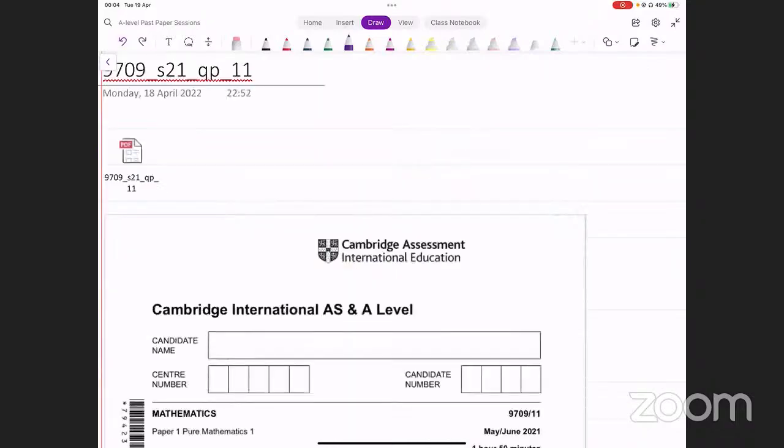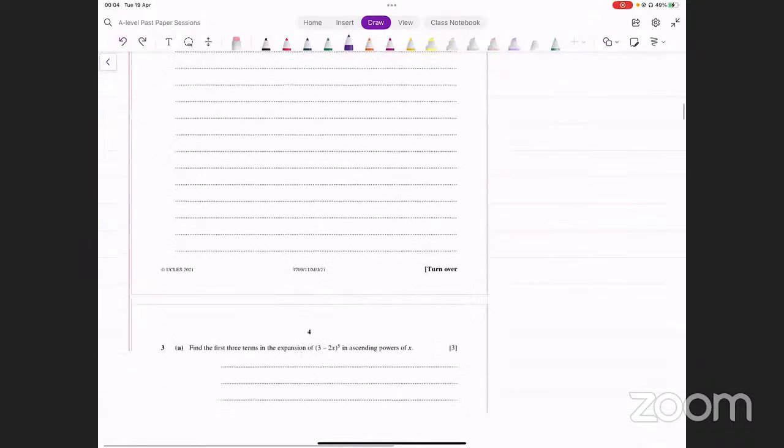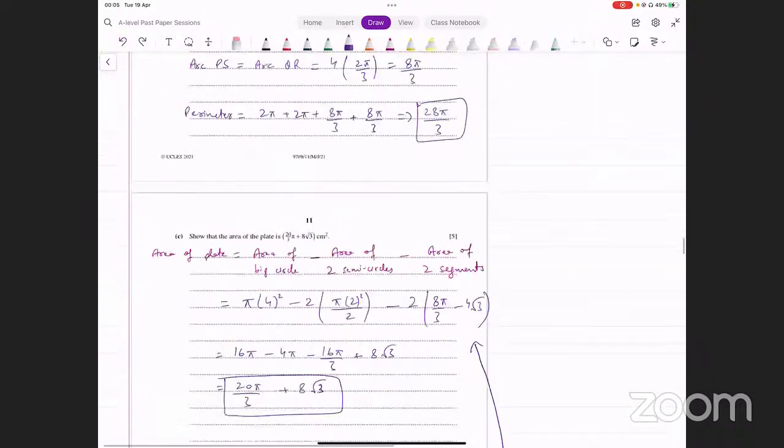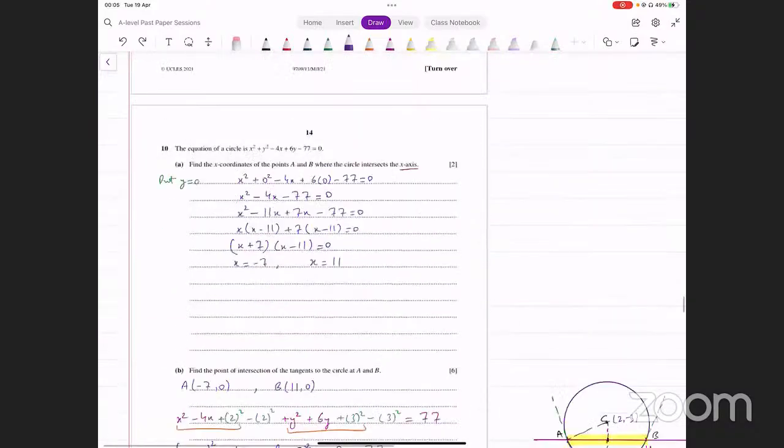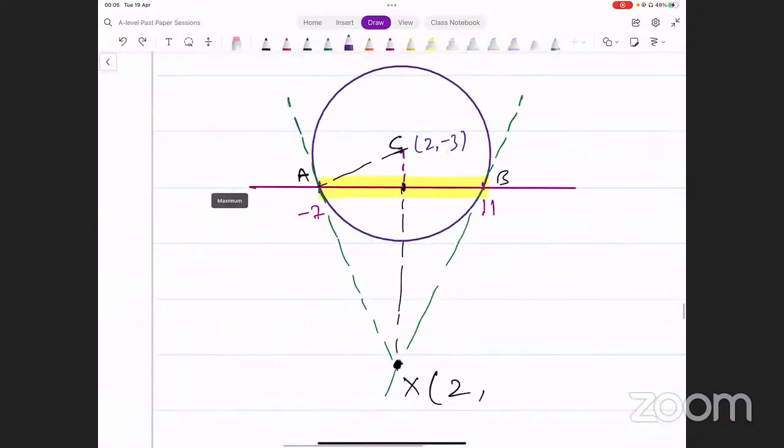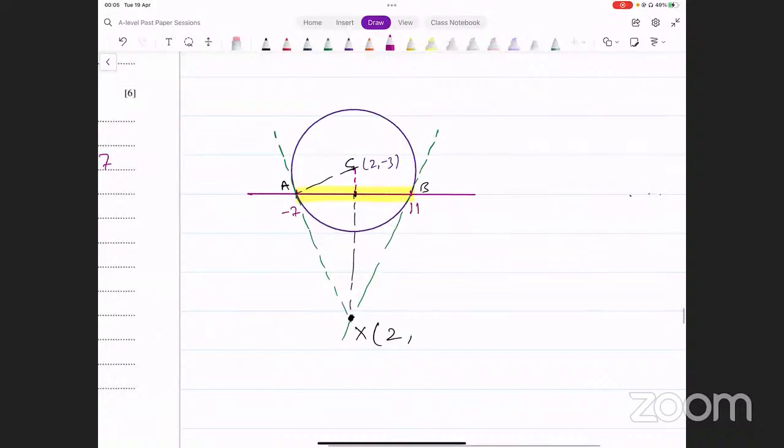A और B का center क्या है? Minus 7 और 11. Sorry about that. Yeah. A और B का center क्या है? Minus 7 और 11 का midpoint देख लें. That turns out to be 2. So ये जो center है हमारे पास, उसका x coordinate हमारे पास 2 आ गया. So we already have the x coordinate of the point of intersection.